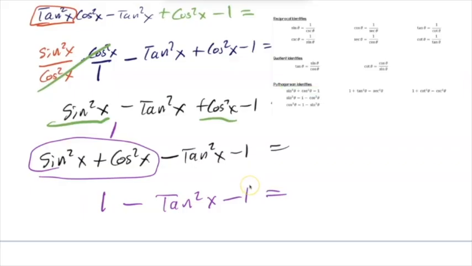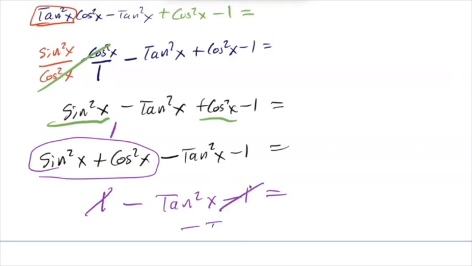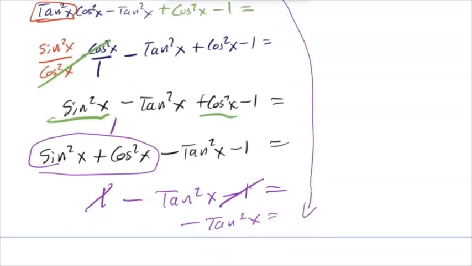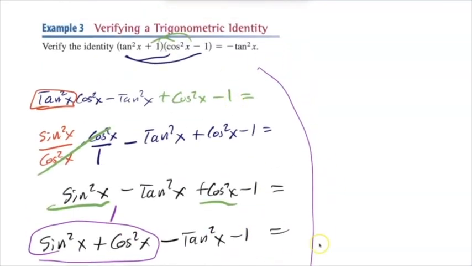1 minus 1 here, cancel each other out. And you just put negative tan squared x. There we go. I always put an arrow. You don't have to, you just put an equal sign, but I like to show all that work. That was a long one.